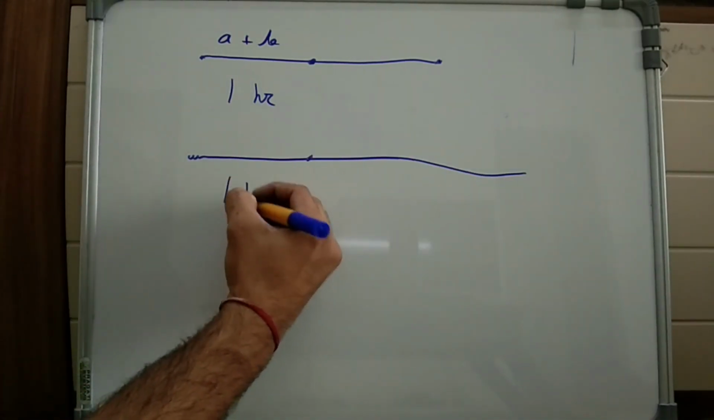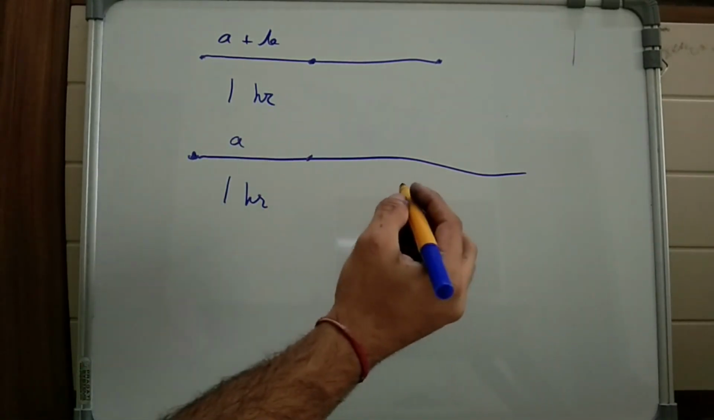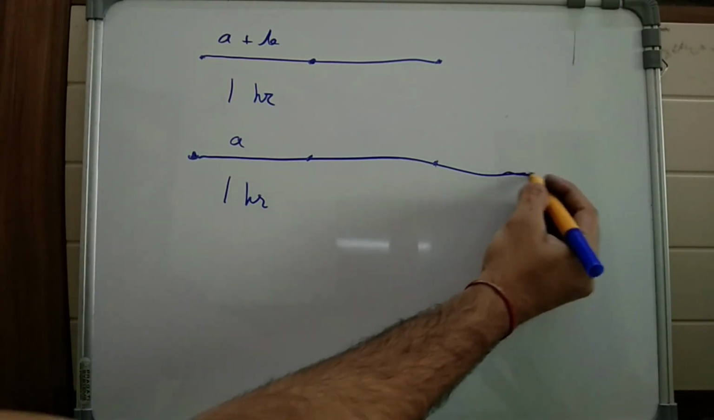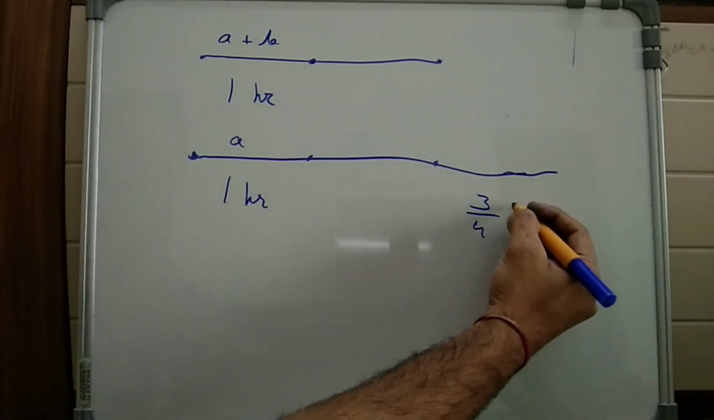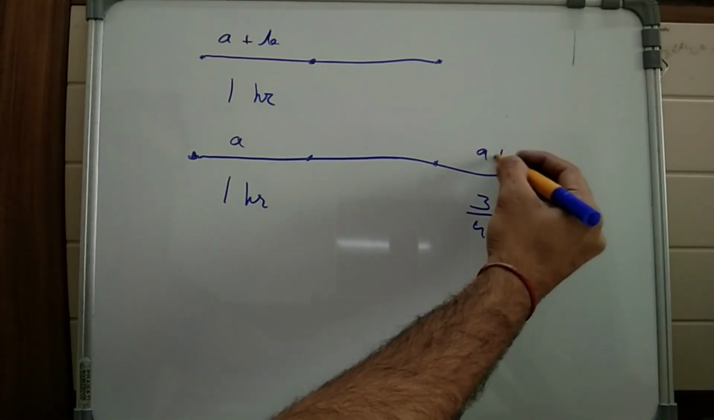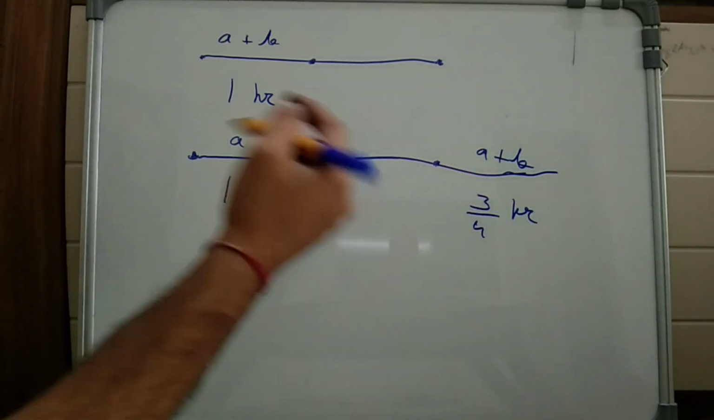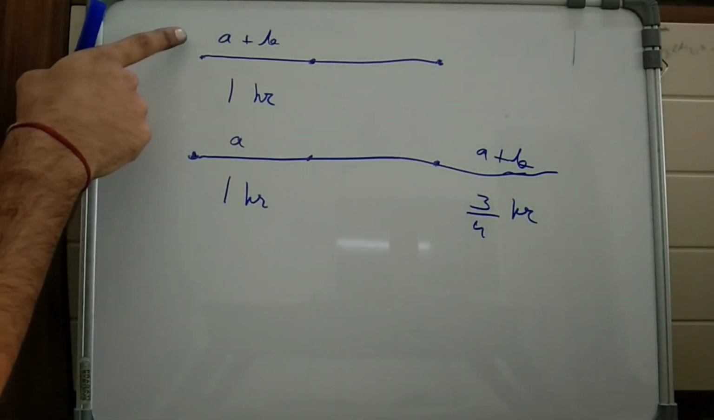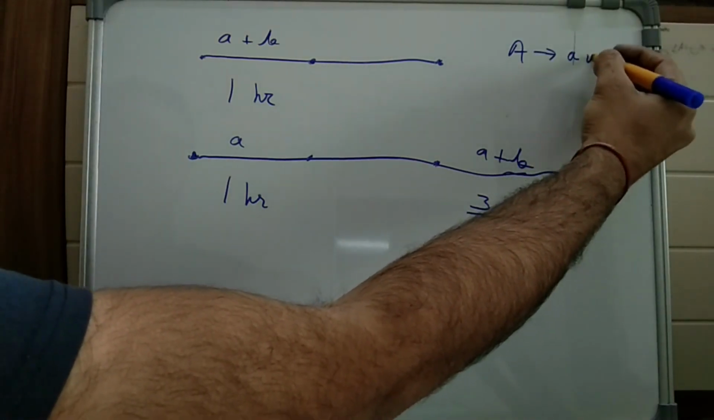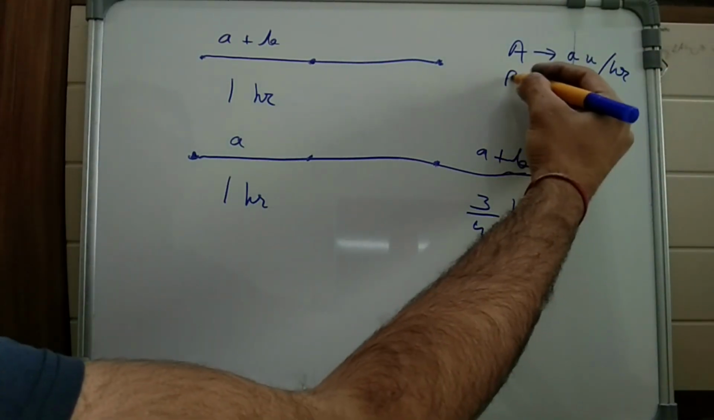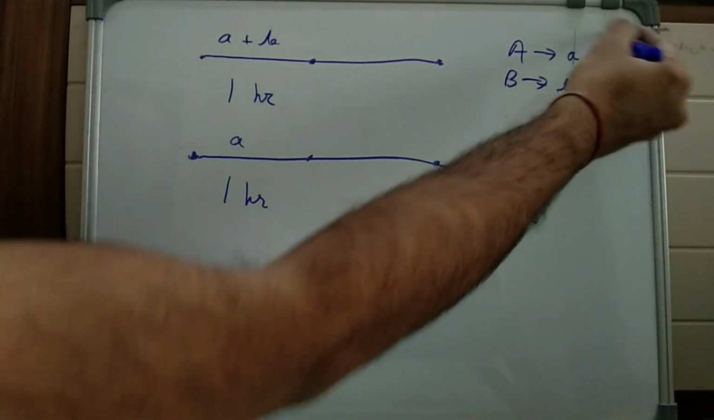This is 1 hour. Only A is working in the second scenario. And this is 45 minutes. 45 minutes means 3 by 4 hours. A plus B are working. Okay, so let A be working with A units per hour, and B with B units per hour.